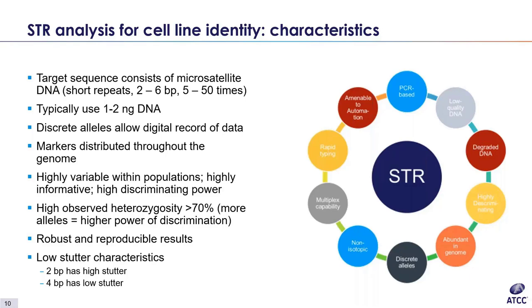Each allele can be converted into a numerical value and entered or retrieved in a database. The STR markers are distributed throughout the genome, so matches are possible even with the loss of a chromosome. Microsatellite DNA is also highly variable with populations, making this a highly informative test for identifying cells.